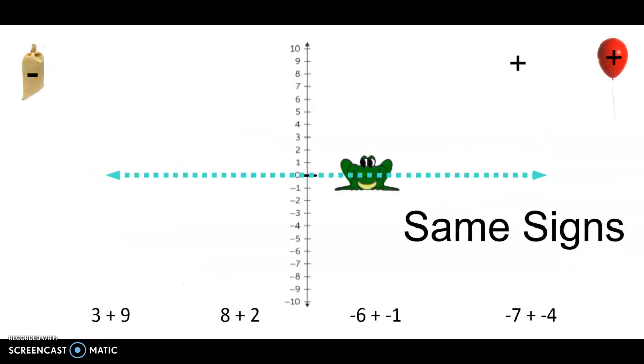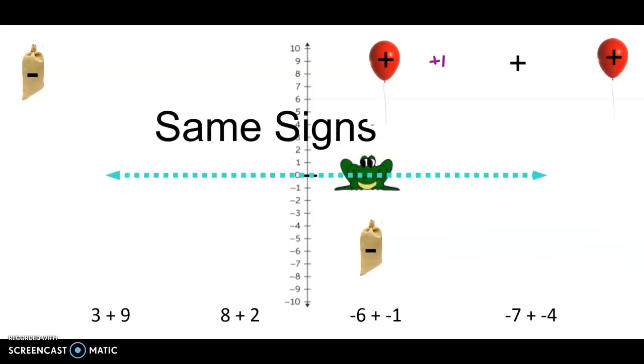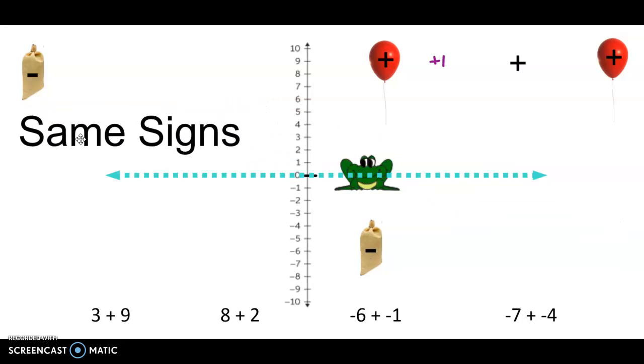So I want to set this up a little bit. Your paper says, for our examples, we're going to use a helium balloon. So I'm going to take my helium balloon here. Here's one helium balloon, and that's going to represent a positive 1. Each balloon is positive 1. And I'm going to use my sandbags down here. Each sandbag is going to represent negative 1.